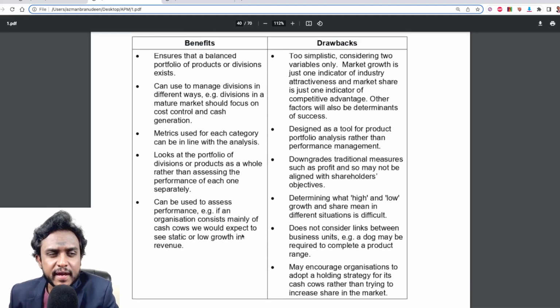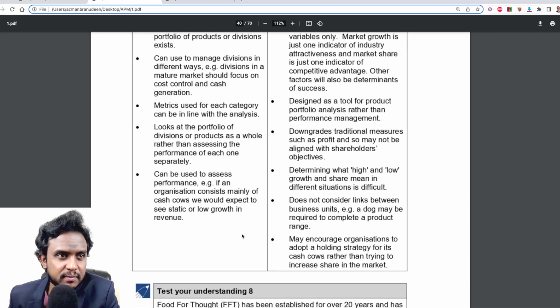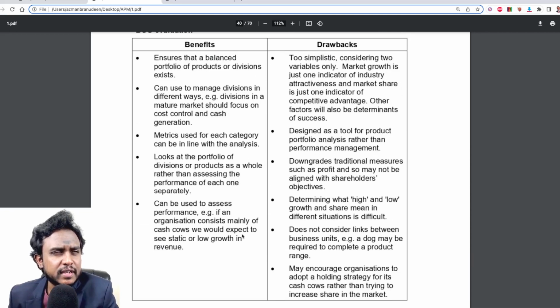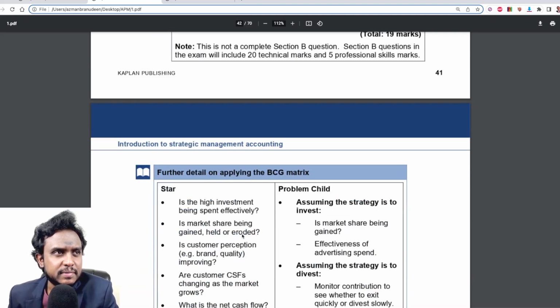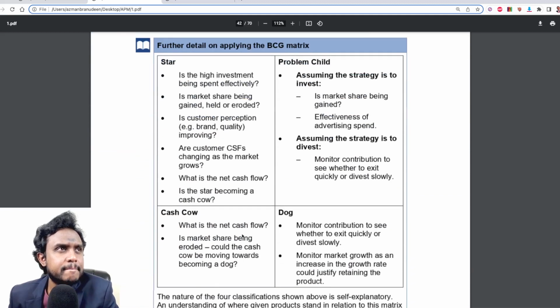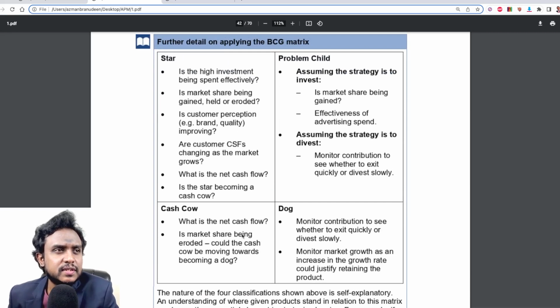Otherwise, it does tell you how to generally go about things. But specific actions, specificity, is quite missing here. This is more of a general tool, but you can definitely take a look at all of these that are available for you in the BCG analysis. And a bunch of information and the kind of questions that you can ask yourself with respect to whatever classifications you have.